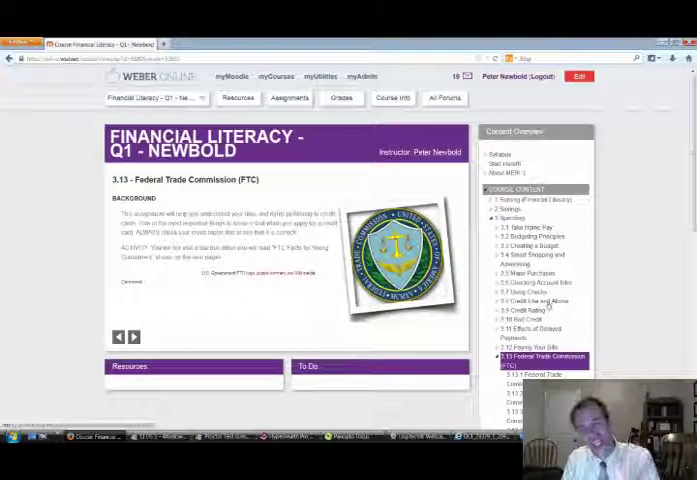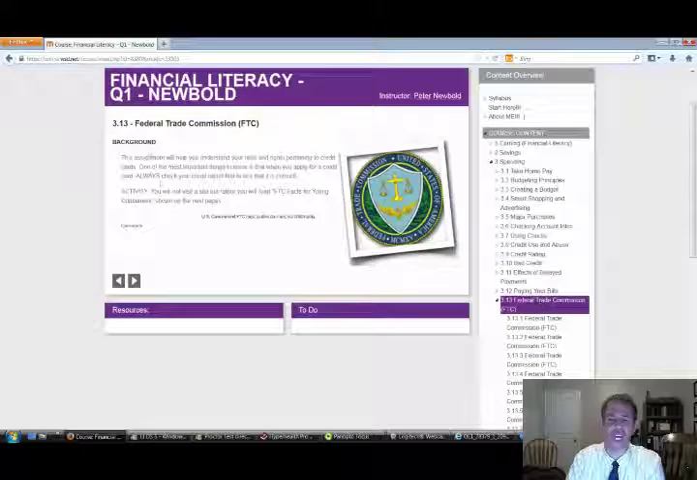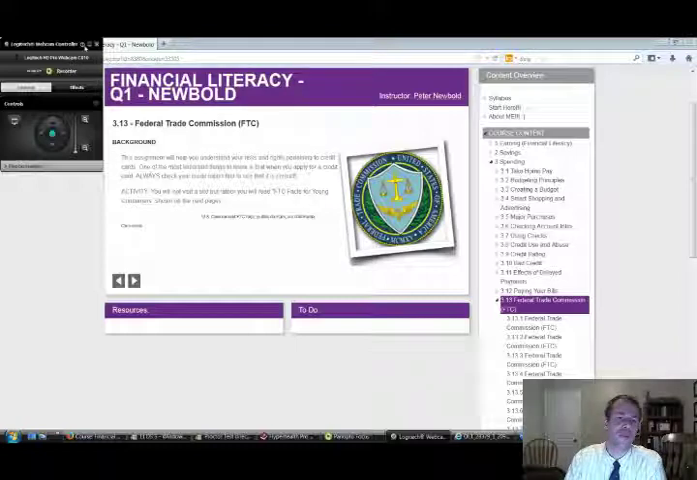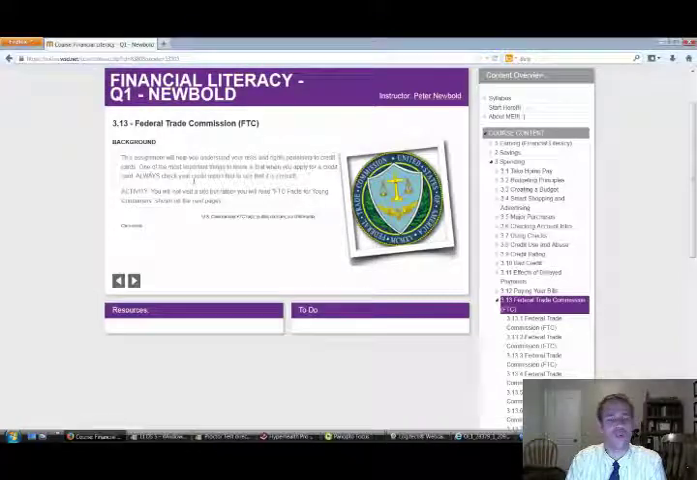And so with the FTC, with this lesson, you're not going on any websites. You're just going to be using the in-house documentation. This assignment will help you understand your risks and your rights pertaining to credit cards. One of the most important things to know is that when you apply for a credit card, always check your credit report first to see that it's correct.